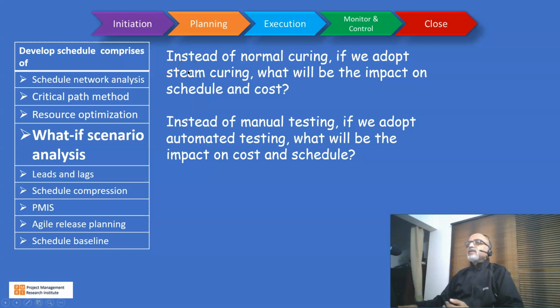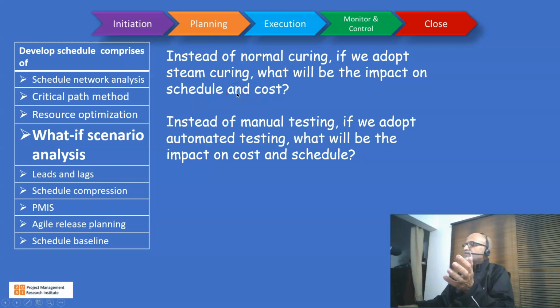Now, some examples here. Instead of normal curing, if we adopt steam curing, what will be the impact on schedule and cost? Because steam curing invites additional cost, but if I'm doing steam curing, the curing time of the concrete can be reduced to 8 hours instead of 8 days. So I will gain some schedule advantage. At the same time, it is expensive. So we have to do a what if scenario analysis.